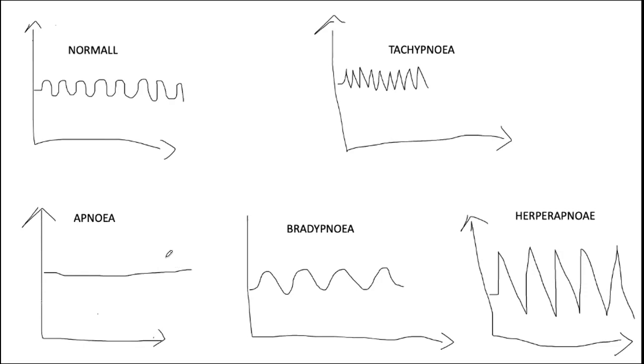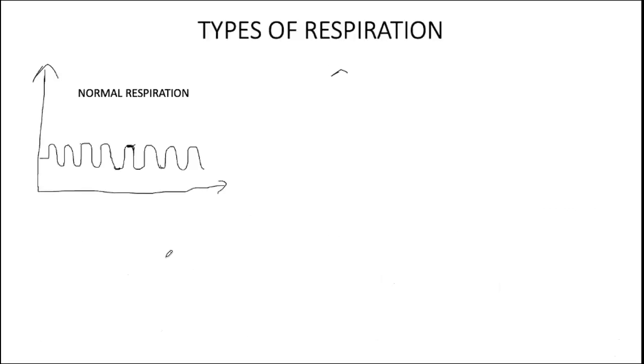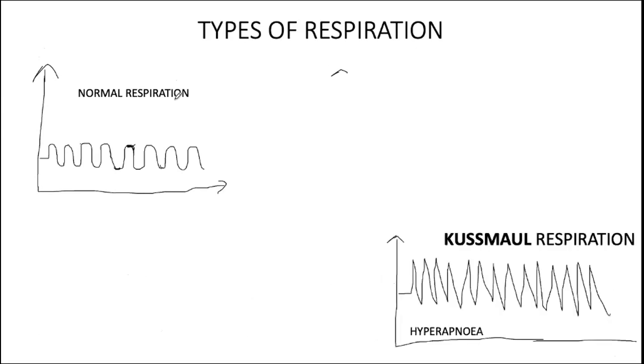Now, as we understand this, we're going to talk about things that confuse a lot of medical students. What we're going to talk about is pathological breathing. Whenever we are talking about pathological breathing, here is a diagram for us to compare with normal respiration. The very first pathological breathing we are going to talk about is our famous Kussmaul breathing. And this is how it looks.